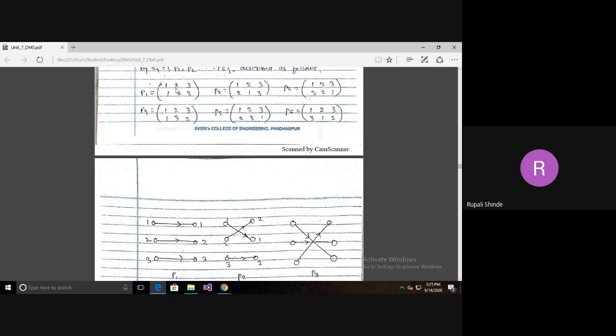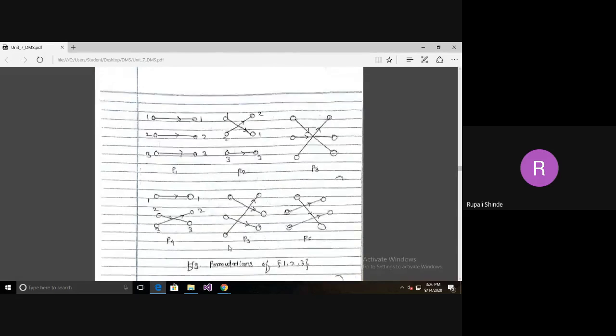If you consider the second column, the second element, 2 is mapped into 2. That's why there is an arrow from 2 to 2. And 3 is mapped into 3, so an arrow from 3 to 3. Likewise, we can draw a diagram for any permutation.